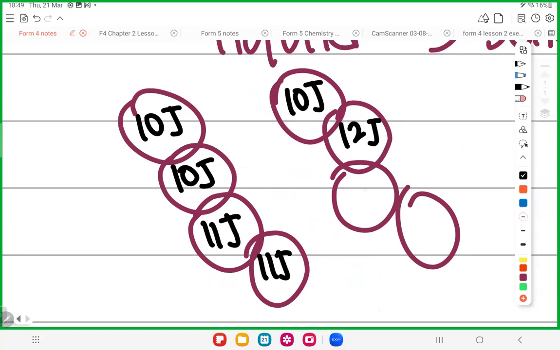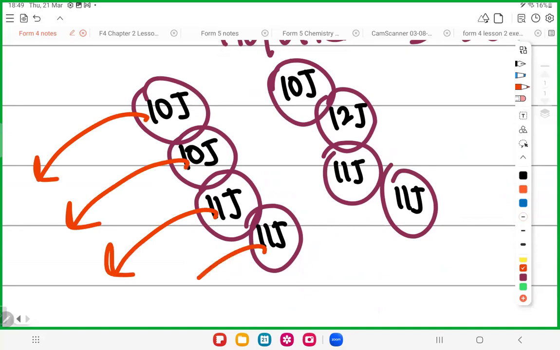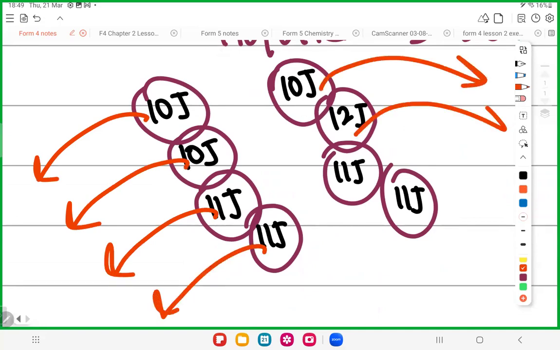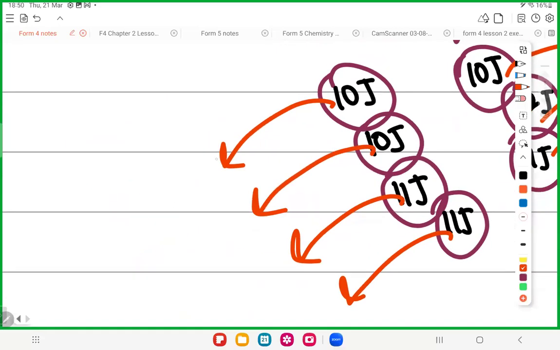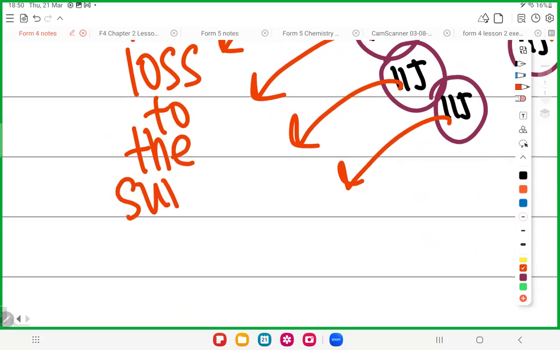Okay, let's say now imagine this, guys. When we are doing the cooling curve, we cool down the substance. When you cool down the substance, what happened? They throw heat to the surrounding, isn't it? When you cool down the substance, they throw away the heat to the surrounding. So what is the name here? The name is called heat loss to the surrounding.